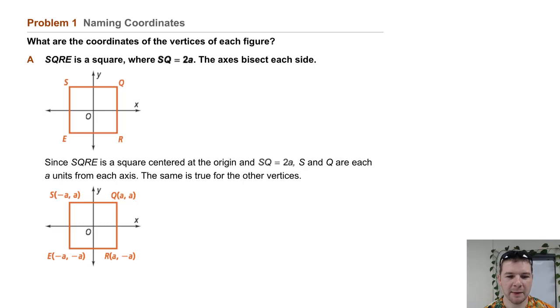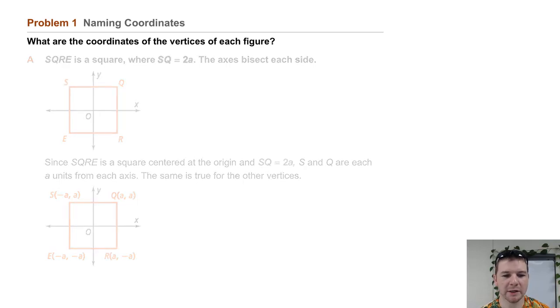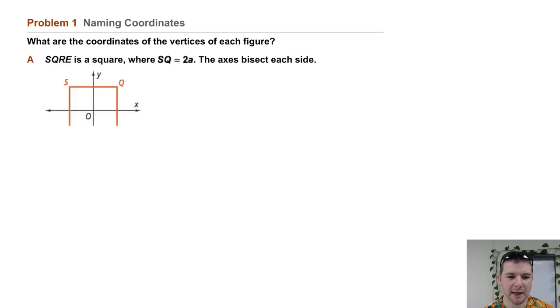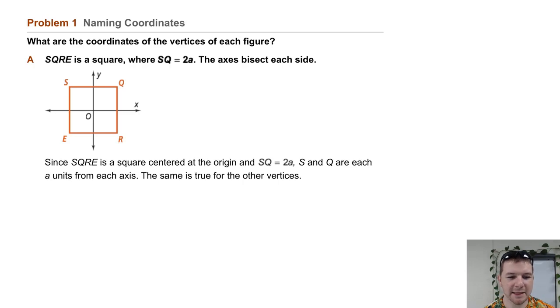Problem 1. Naming coordinates. What are the coordinates of the vertices in each figure? A, SQRE is a square, where SQ equals 2A. The axes bisect each side. Since SQRE is a square centered at the origin, and SQ equals 2A, S and Q are each A units from each axis. The same is true for the other vertices.